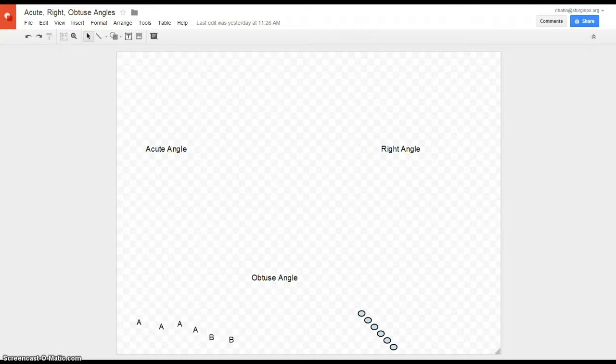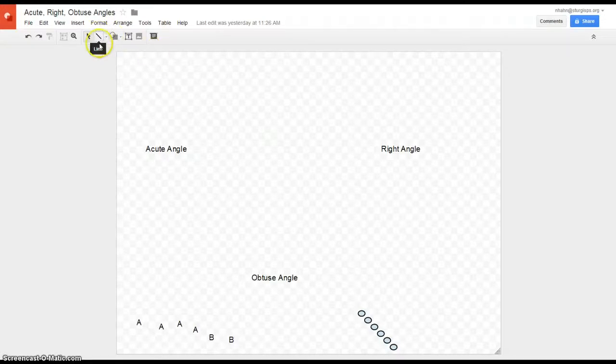And angles are named by the outermost points on the rays or line segments, and the vertex is labeled in between those two letters. So I'm going to show you that as well. So first we're going to start with an acute angle, which I have labeled up here. I'm going to start by making two rays. But an acute angle is an angle that is larger than 0 degrees, but it's smaller than 90 degrees.